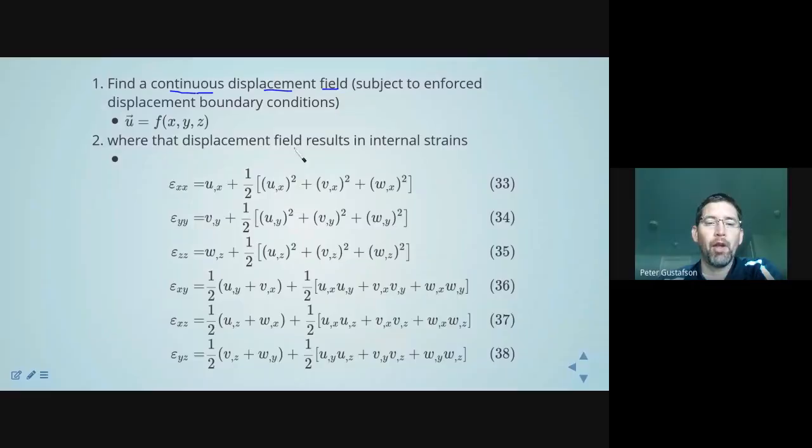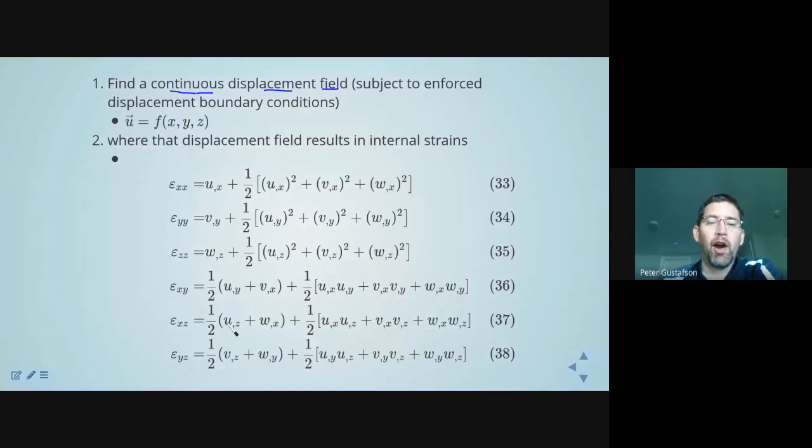set of kinematics, where epsilon xx, yy, zz, and then the shear strains xy, xz, yz are given by a set of differential equations of displacement. So epsilon xx, for example, is u comma x, the partial derivative of u with respect to x, plus 1/2 times partial u partial x squared plus partial v partial x squared plus partial w partial x squared. Similar for yy, similar for zz. Similar for xy, except now we're seeing some sort of cross-direction derivatives.